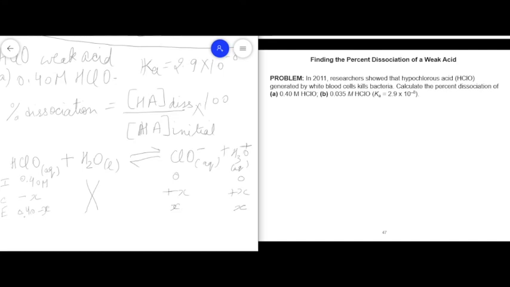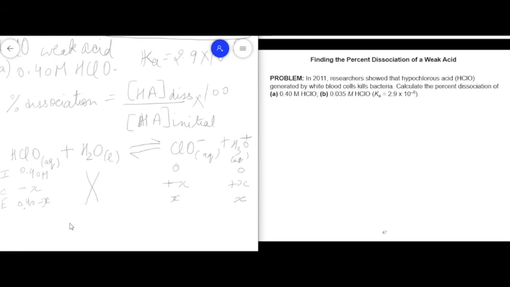So now that we have all these concentrations, we are looking for the amount that has dissociated. What is the amount that has dissociated? This right here, the change. How much of the HClO was actually used up in the reaction? X molar. So if we can solve for x, we have the dissociated amount and we can solve for percent dissociation. So let's try and solve for x. How can we solve for x? Equilibrium, ice table. So we know the only expression we can solve for is Ka.